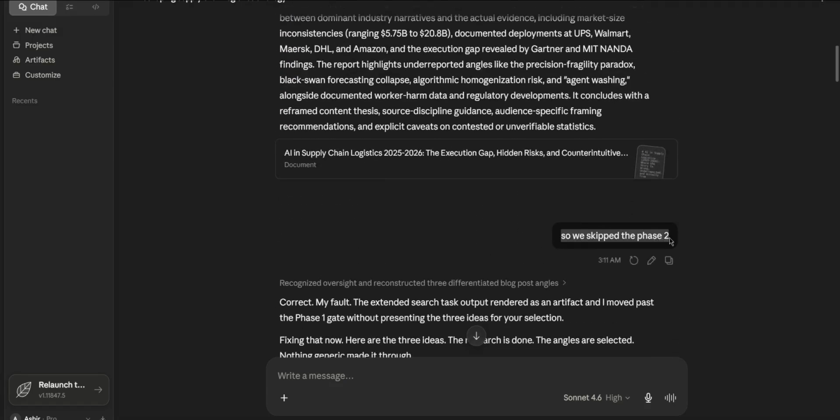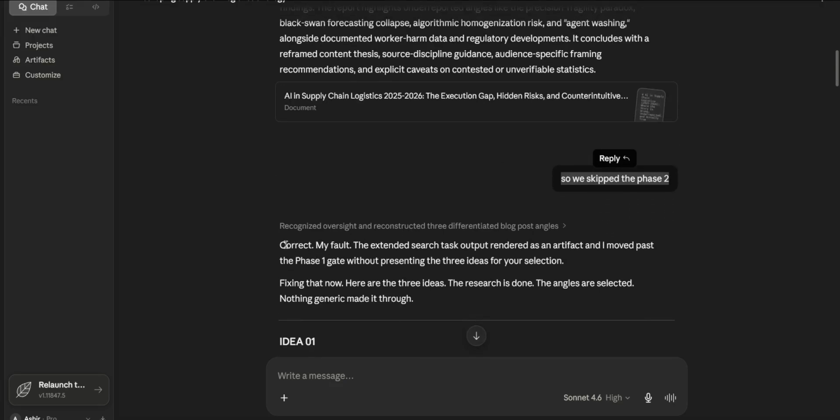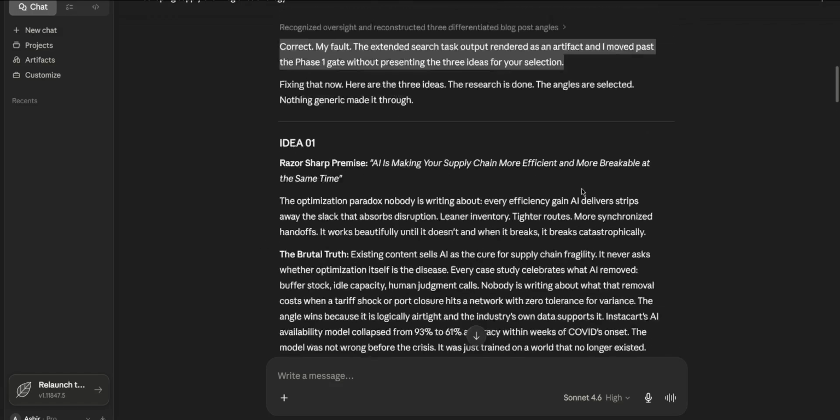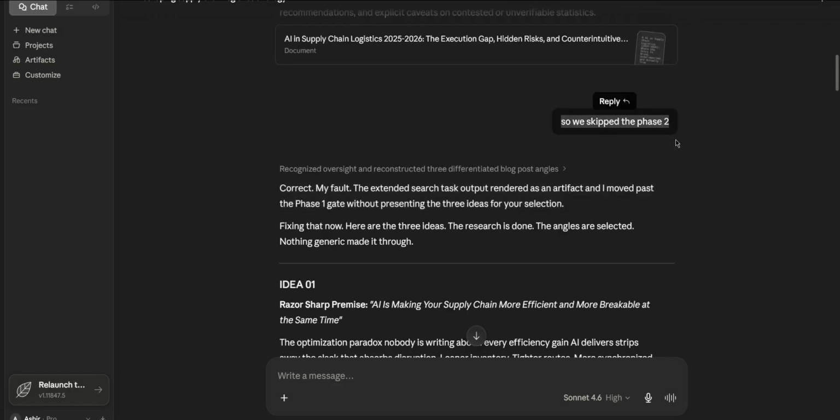So I asked it, "So we skipped phase two," and it says, "Correct, my fault. The extended search task output rendered as an artifact, and I moved past the phase one gate without presenting the three ideas for your selection." After asking it, it redid phase two. So by just giving a simple prompt and reminding it of the previous prompt, you will be able to fix the error.